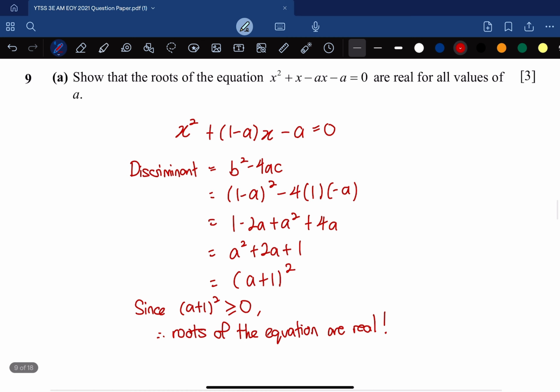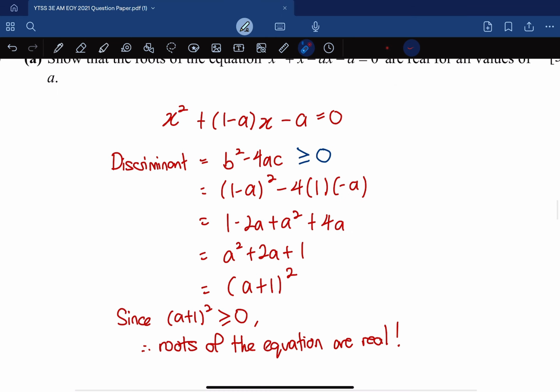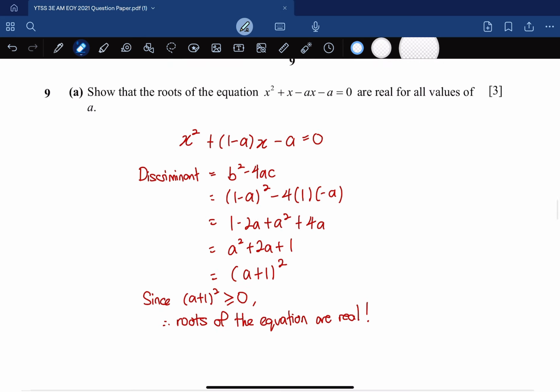Please note for this question, if you say at the start that this is already greater than 0, this is wrong. Because the question wants you to show that the roots of the equation are real. If you start by saying that it is already greater than or equal to 0, you are not showing anything and you're not answering the question. So stating this fact here is wrong. You have to find the discriminant first, and show that in the final expression for the discriminant, it is greater than or equal to 0 in order to answer the question. Okay, so remember, please take note of this point.